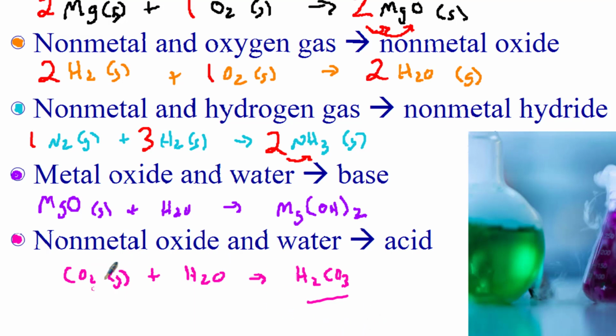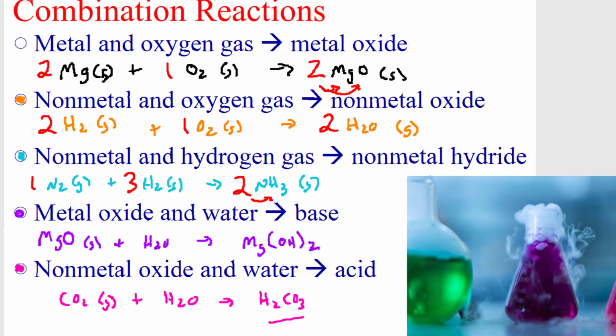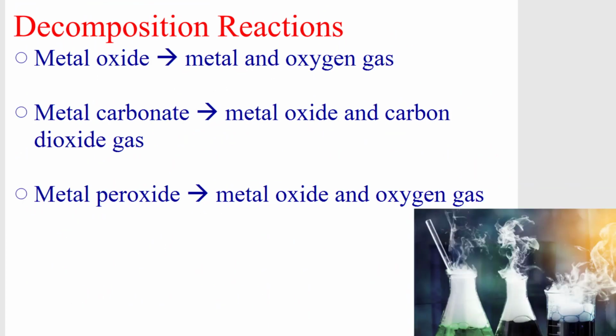And so when you have non-metal oxides in big cities mixing with the water in the air, it makes acid rain, it makes acid in the clouds, and this ends up happening. This is all balanced as well. So nice combination reactions here. 5 of them that you might want to practice.